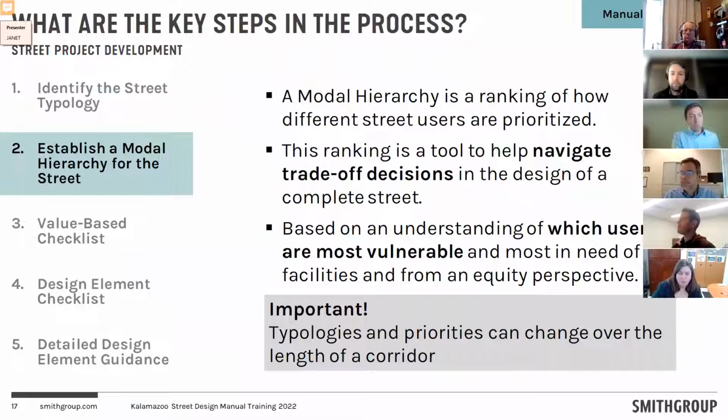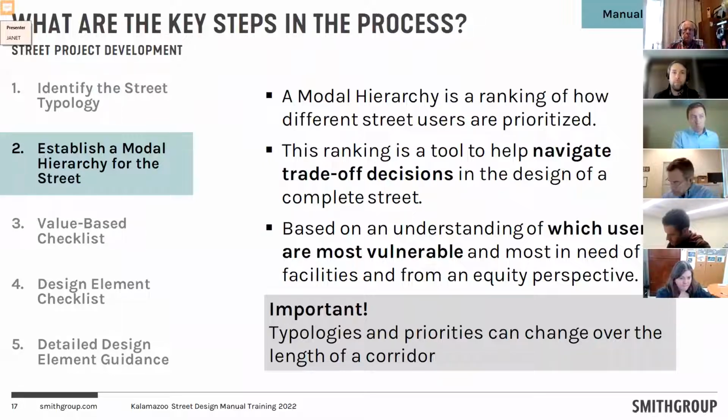One thing though that you really want to always keep in mind with your modal hierarchy is it's not just about who's using the road, it is also about your most vulnerable users. And so you often tend to have either pedestrians or bicyclists up near the top of your modal hierarchy because they are always your most vulnerable users.